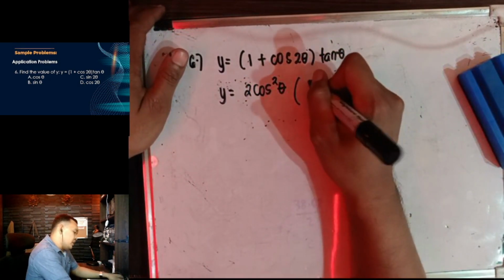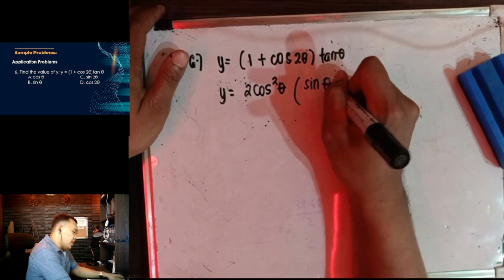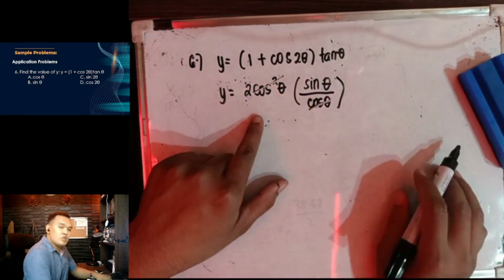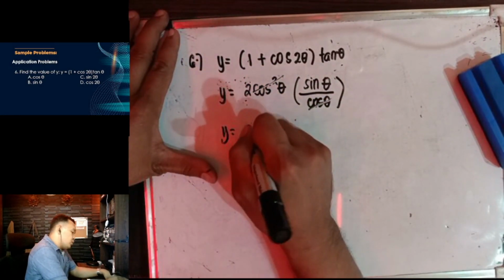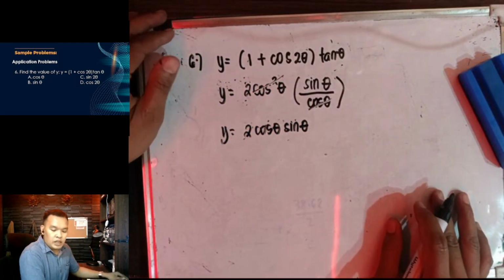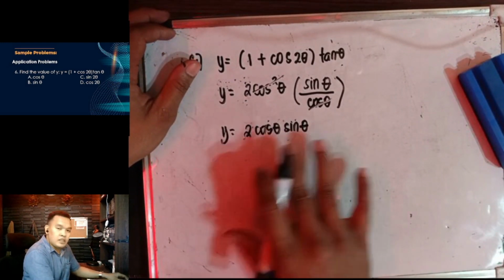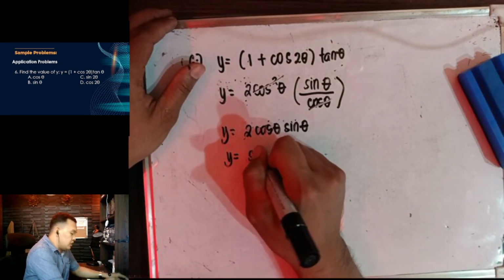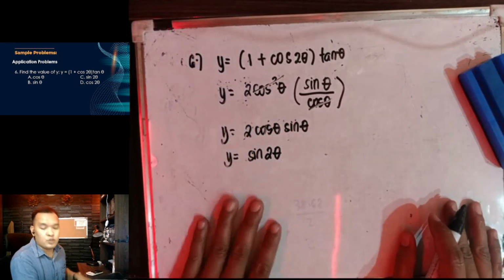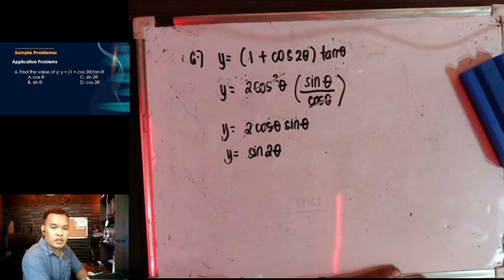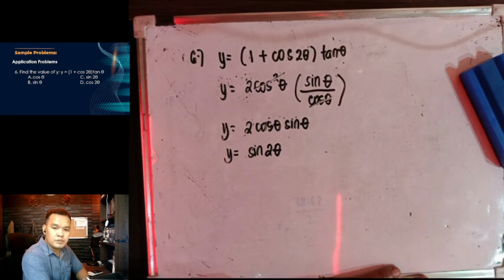So we could say that ito ay sine theta over cosine theta. Then, pwede natin erasein tong cosine dyan. So, lalabas dyan, y is equivalent kay 2 cos theta sine theta. And we all know na 2 cos theta sine theta is may another identities, which is equivalent kay sine 2 theta. So, check natin sa ating choices kung may sagot na sine 2 theta. Okay. So, letter C, sine 2 theta.